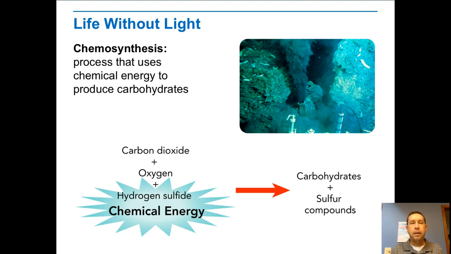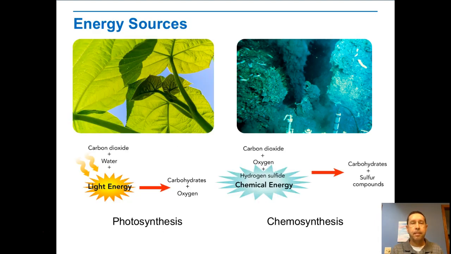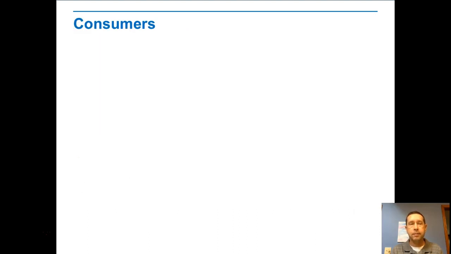Another way that autotrophs can create chemical energy is through chemosynthesis. The process uses chemical energy to produce carbohydrates. Basically it takes inorganic chemicals and converts them into sugars. This is done primarily by bacteria that live around thermal vents on the ocean floor, hot springs, places like that. So we've got two ways to get energy: photosynthesis from light energy, or chemosynthesis from chemical energy.